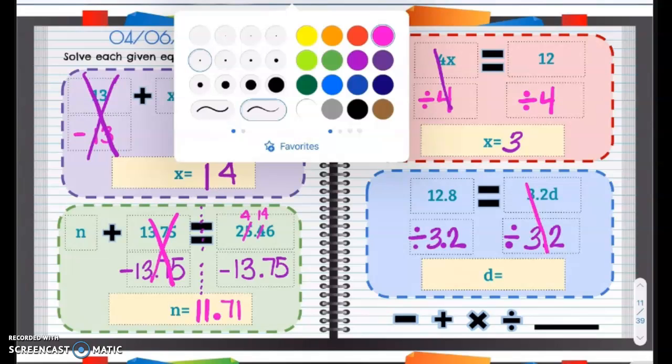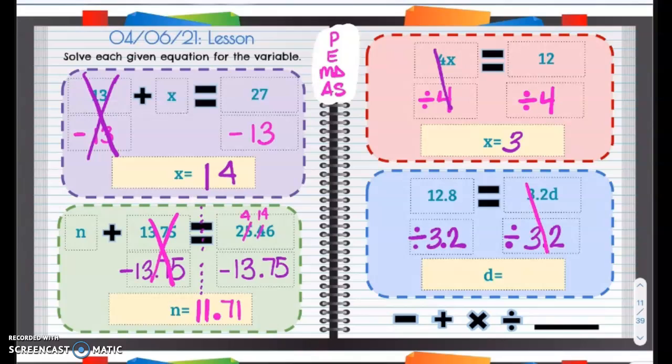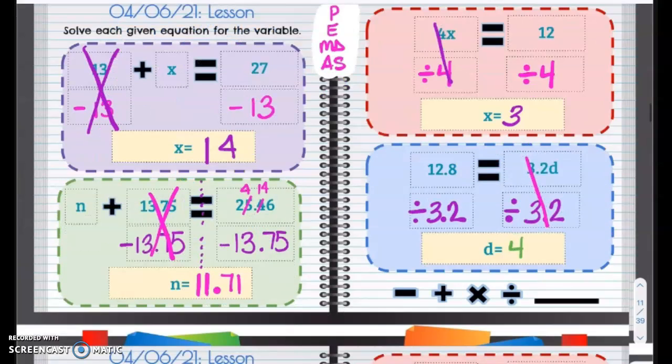So there's just one of those D's. And we're going to divide 12 8/10 divided by 3 2/10. And we're going to get the number 4. So D is going to equal 4. And if you do check it as 3 2/10 multiplied by 4, you will get 12 8/10. Perfect, perfect. That's it for this part. Let's go ahead on to the next one.